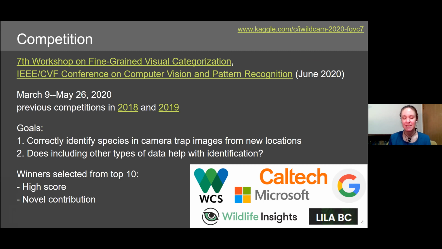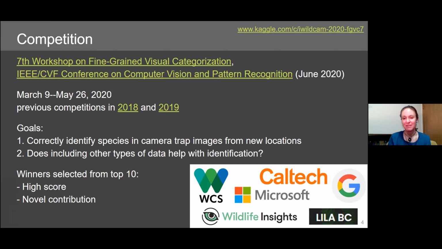And the organizers included some other types of data that they hadn't for the previous competitions to see if that would help. They selected the winners from the top 10 entrants on Kaggle. One was high score and one was novel contribution. I don't have confirmation of who the winners were. I guess they probably just announced it at their workshop. But that's what they did.